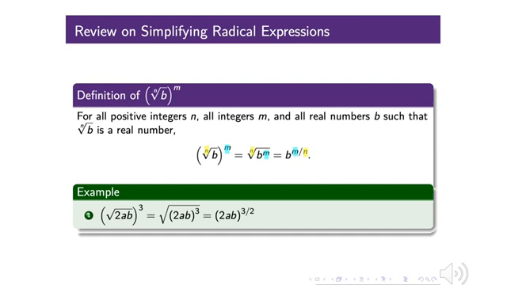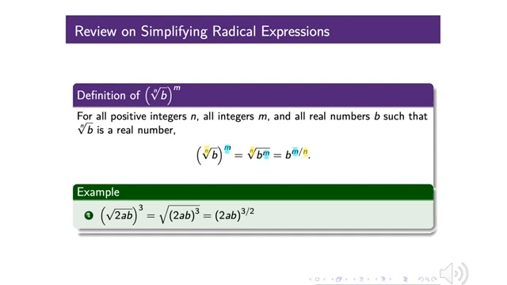Third is the definition of nth root of b quantity raised to the power of m, which states that for all positive integers n, all integers m, and all real numbers b, such that the nth root of b is a real number, then the nth root of b quantity raised to the power of m can be expressed as nth root of b raised to the power of m, which can also be expressed as b raised to the power of m over n.